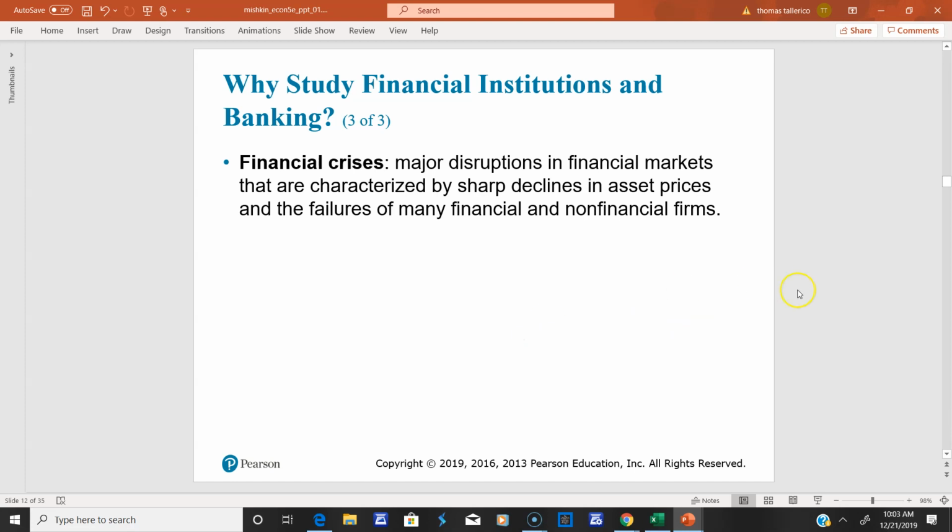Okay, so here's what I was referring to a little while ago. There was a financial crisis in 2008, which is a disruption in financial markets, and it seems like every 10 years we have a major financial crisis if you go back in history. Asset prices really take a tumble, and a lot of financial and non-financial firms really take a tumble, and it's actually a good time to buy.